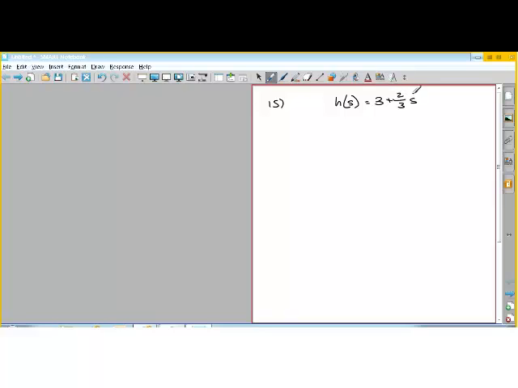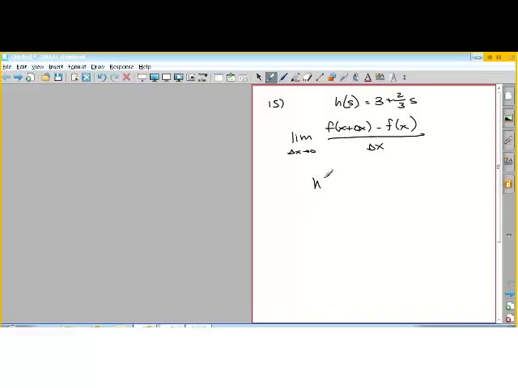In this particular case, we have the linear equation 3 plus 2/3 s. The limit definition for the derivative is the limit as delta x goes to 0 of f of x plus delta x minus f of x, divided by delta x. In this case, we could just say h. h is the function and s is the variable.